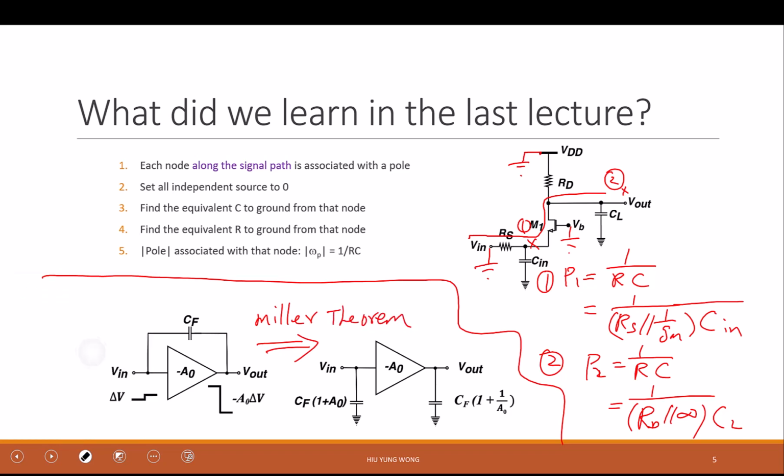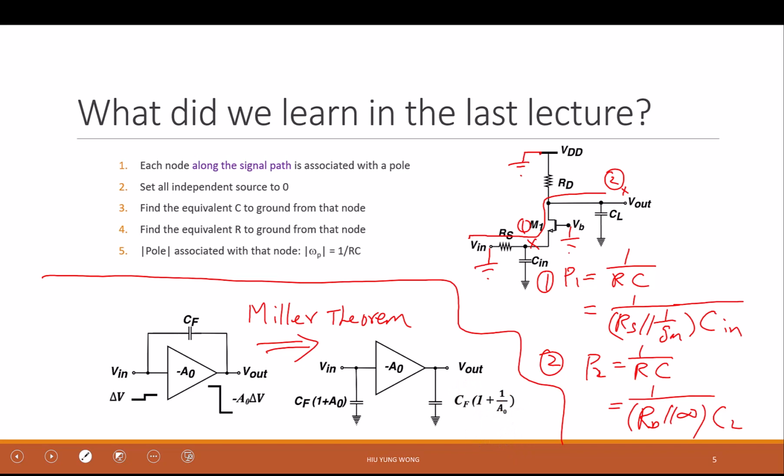What is the Miller theorem? It says that if I just want to find the pole in this case, I can make an equivalent circuit. I break the capacitor into two, each of them with one terminal connected to ground. That is the main point. If they don't have at least one terminal connected to ground, then you are not achieving any goal. So we break it: at Vin we have CF times a number to ground, and at the Vout terminal we still have CF, but times another number.